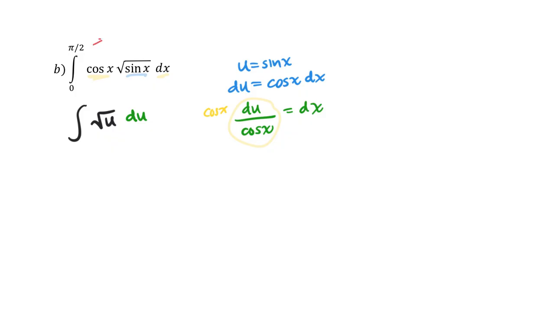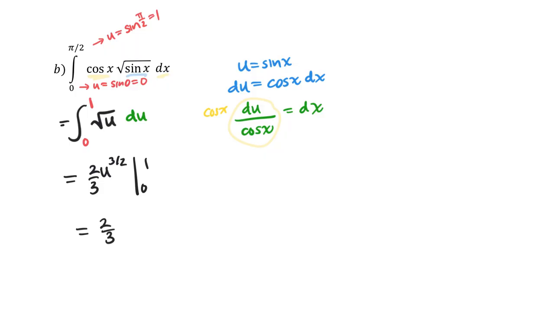Okay, so to get what u is, I'm going to plug this in to the u equation. The sine of pi over 2 is 1. This is 1. The sine of 0 is 0. So now my integral goes from 0 to 1, which I like better than the original anyways. Now let me take the antiderivative. That's u to the 3/2 times 2/3 from 0 to 1, and I can plug in right here. 2/3 times 1 is 2/3 minus 0, and I get 2/3.